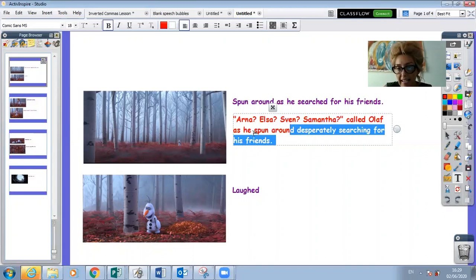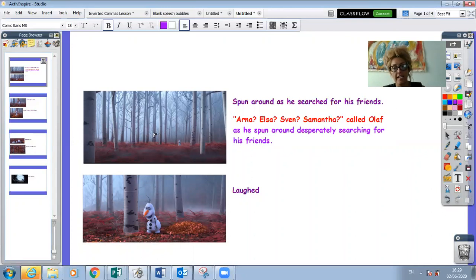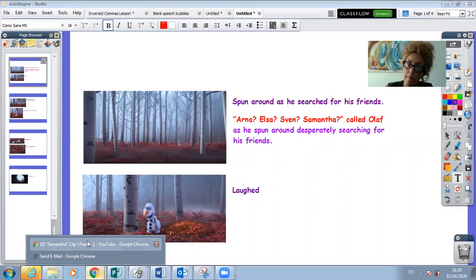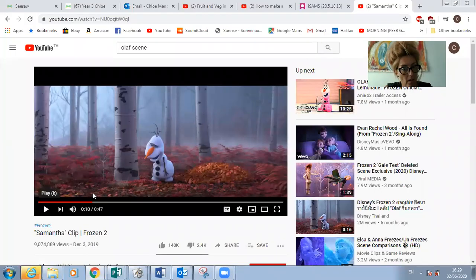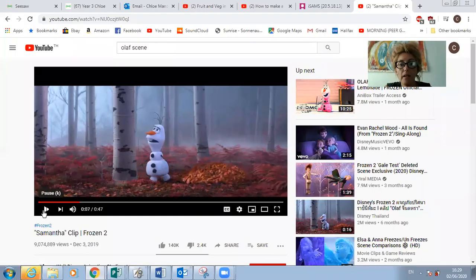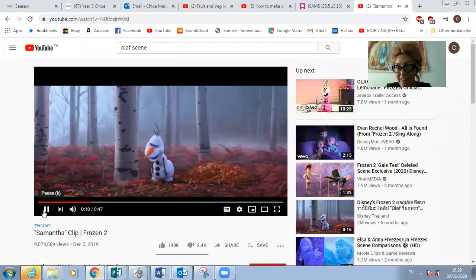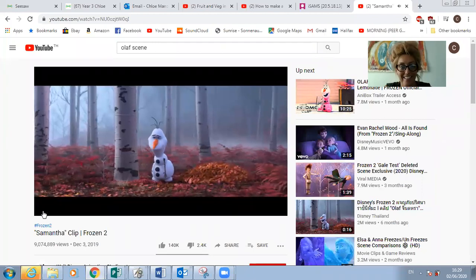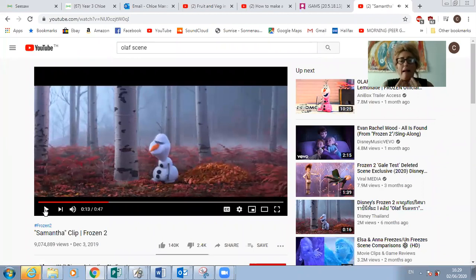So this bit here is the actions of what he did. For each of these squares of pictures, you need speaking and what he did. On this next one, he laughed. So you have to go back to the video and play that bit. So he's laughing. And then he says, I don't even know a Samantha.